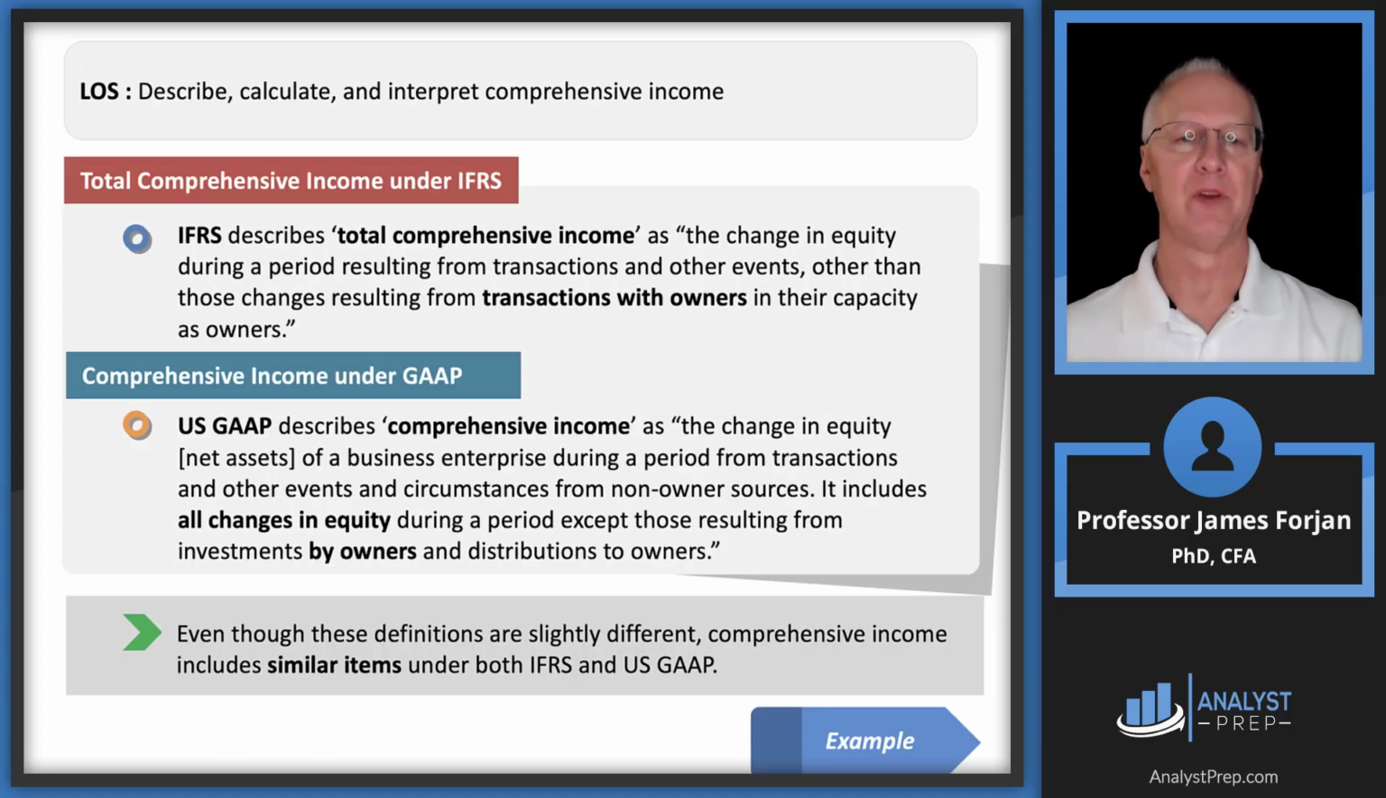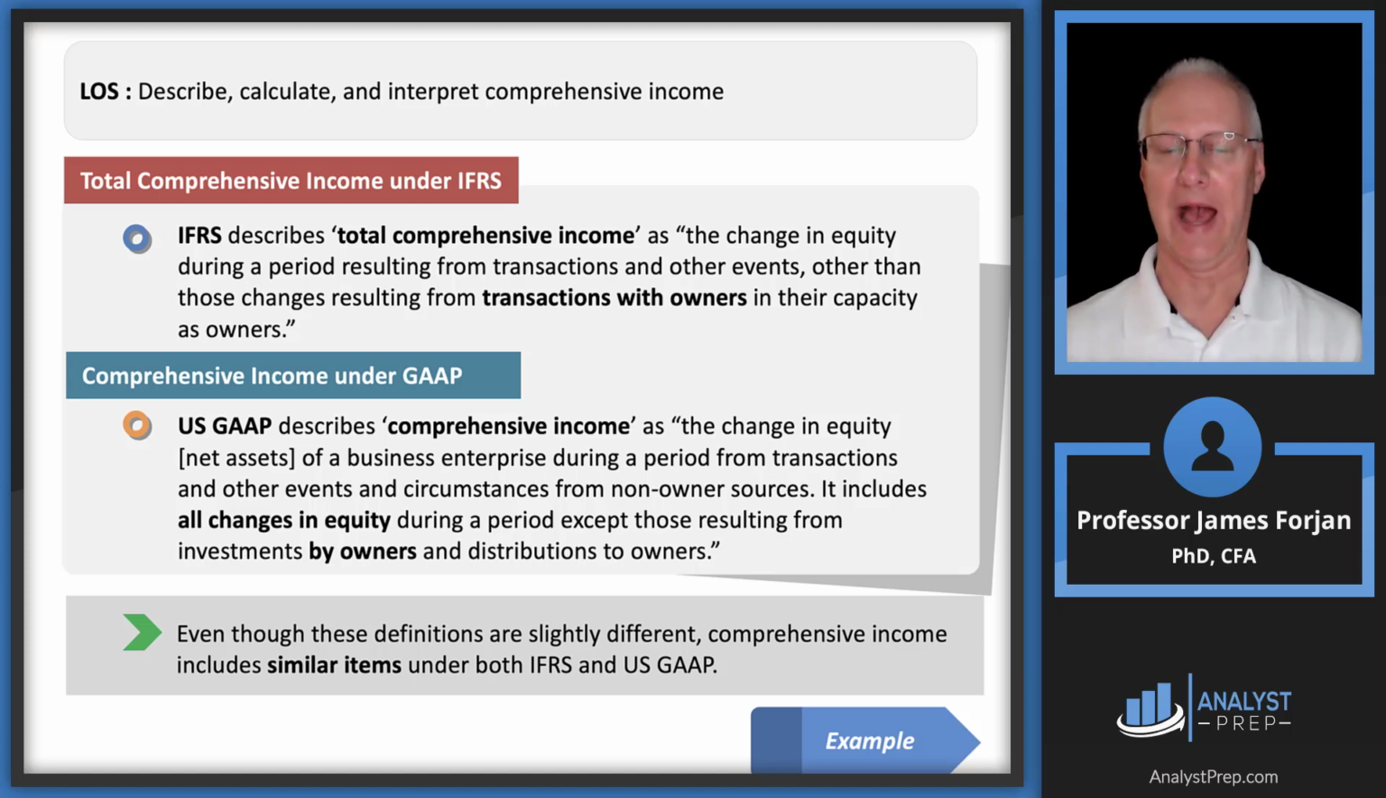Let's take a look at the difference between total comprehensive income under the international standards and comprehensive income under the U.S. standards. So, total comprehensive income under the international standards. Let me go ahead and read this to you: change in equity during a period resulting from transactions and other events, other than those changes resulting from transactions with owners in their capacity as the owners. So think about that as exactly what we've been talking about a little bit before, when I said that net income gets thrown over into the total equity.